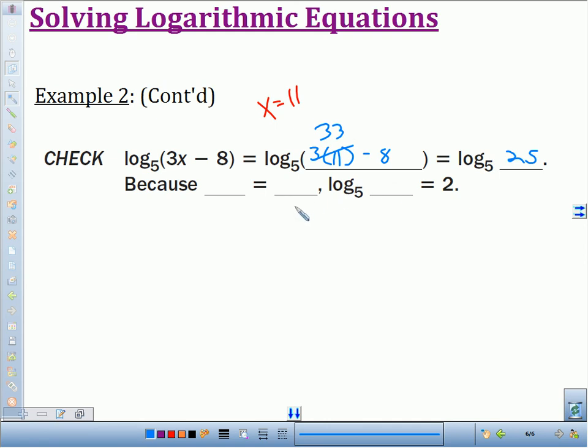Now, because 5 squared equals 25, log base 5 of 25 equals 2. All right. That's not unusual. That's the evaluation process that we went through before. Now, as you remember, the evaluation process for logarithms says, what power do I raise 5 to get 25? And the answer to that is 2. I raise 5 to the second power to get 25. So, log base 5 of 25 equals 2.